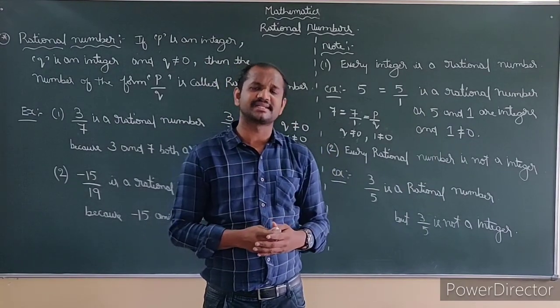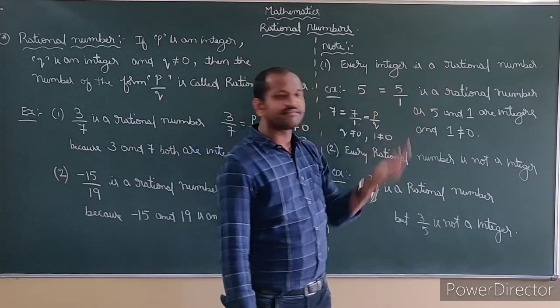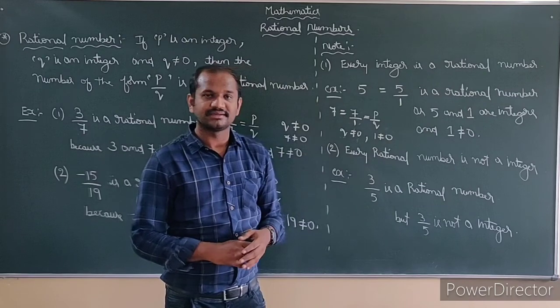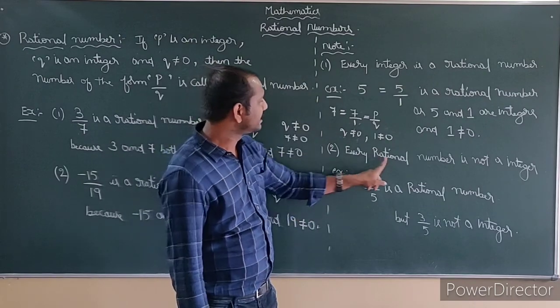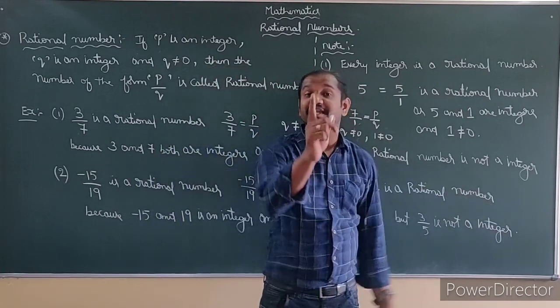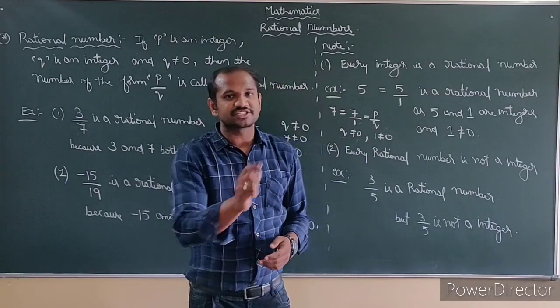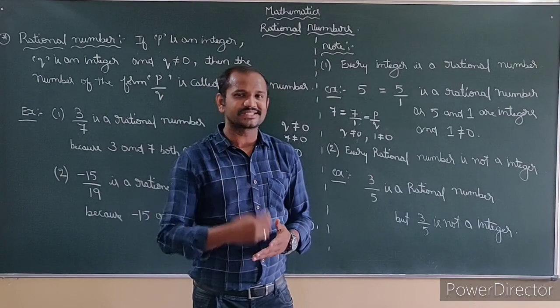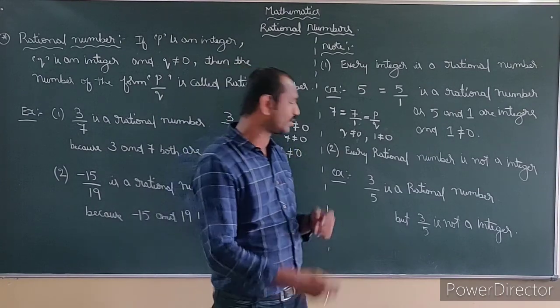Then the question may arise: take the converse of it, is every rational number an integer? Let us find out. Look at it. Every rational number is not an integer. Every rational number is not an integer, but every integer is a rational number. What are we telling like that? Let us see what it is.